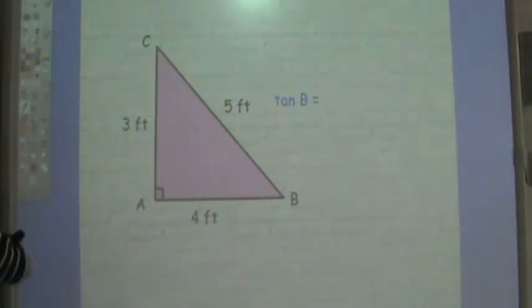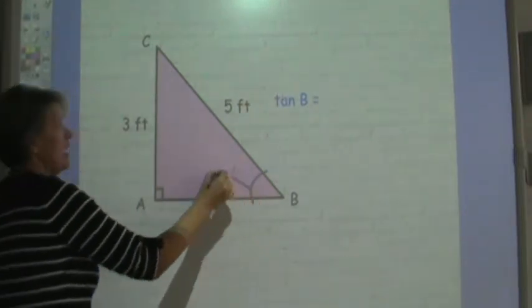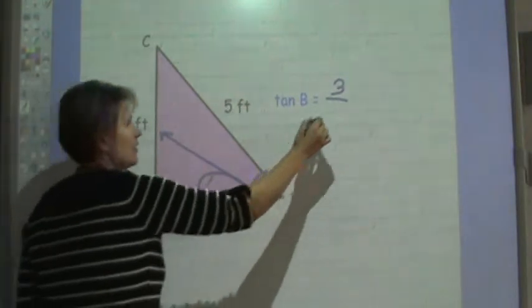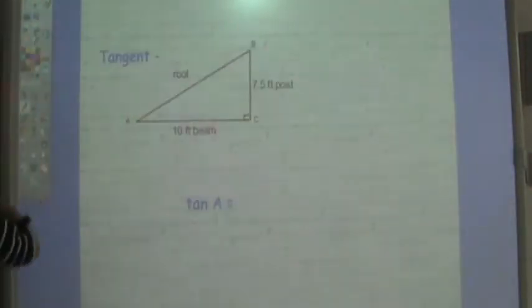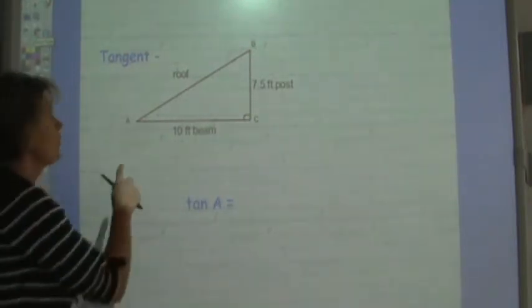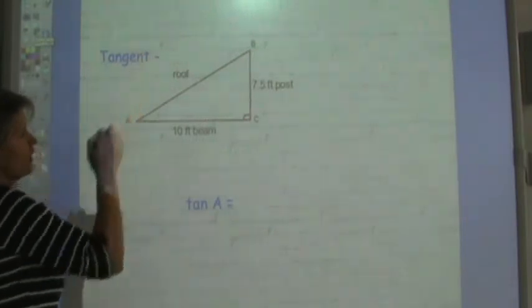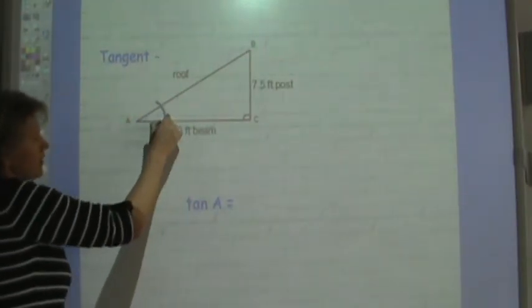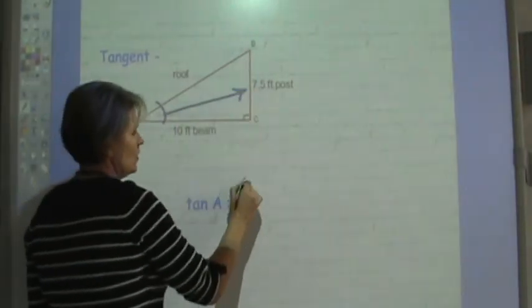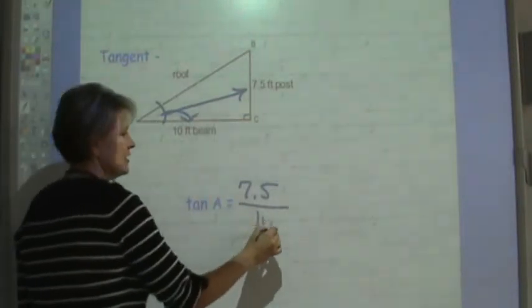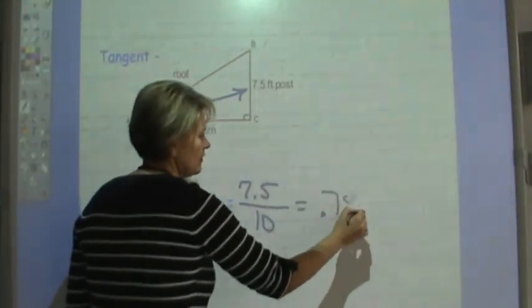And if I had tan of B, opposite would be up here, and then adjacent right there. So tangent of A in this particular situation, going back to the beginning where we had the beam and the post and the roof: tangent of A would be opposite, which is 7.5, over adjacent, which is 10. Well, that simplifies to 0.75.